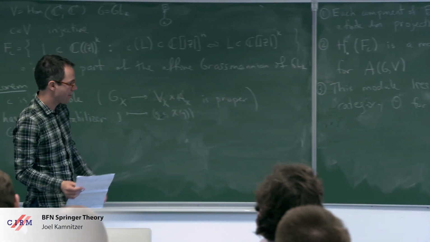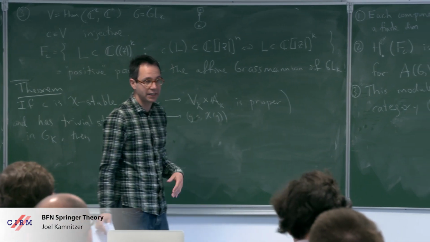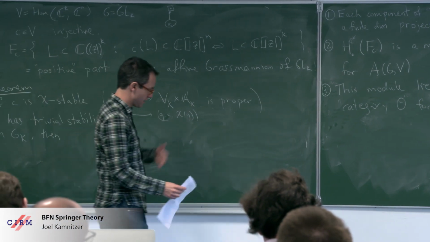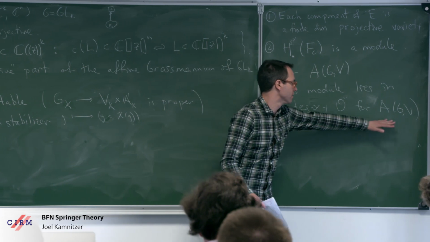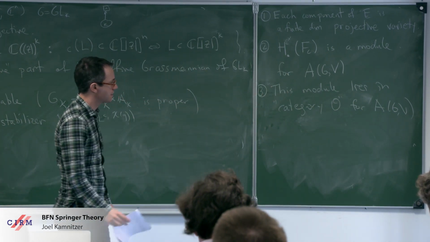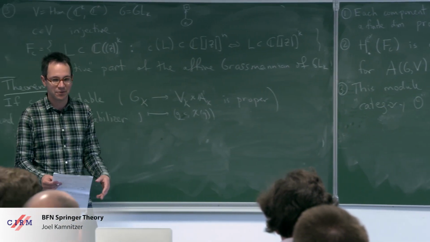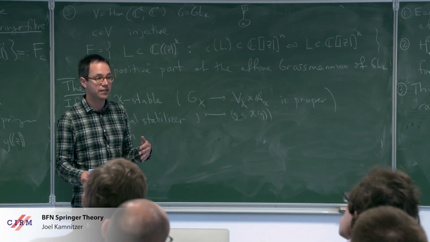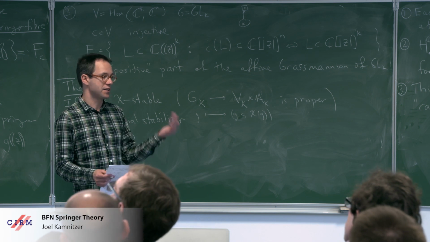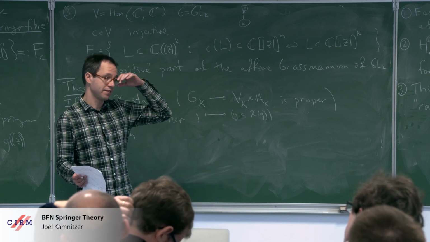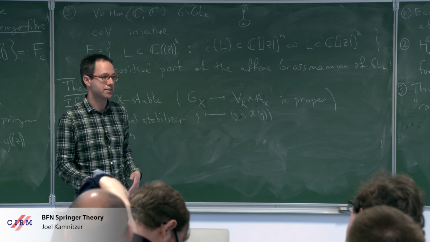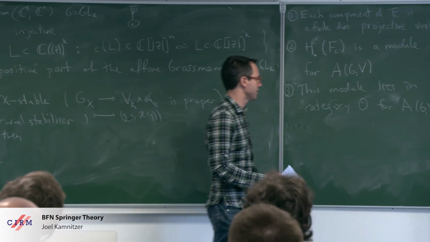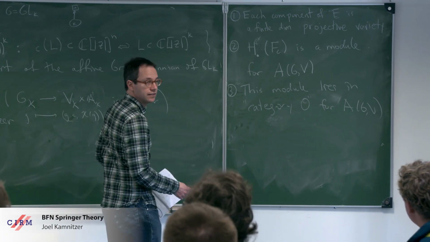So the choice of our character chi allows us to define a notion of category O for AGV, because the algebra AGV, let me just say it in words, will be graded by the connected components of the Grassmannian of G. And the choice of chi gives us a map from that set of connected components to the integers. And so that gives us an integer grading on the algebra and allows us to define a notion of category O. Do you have any assumptions on chi here or not?